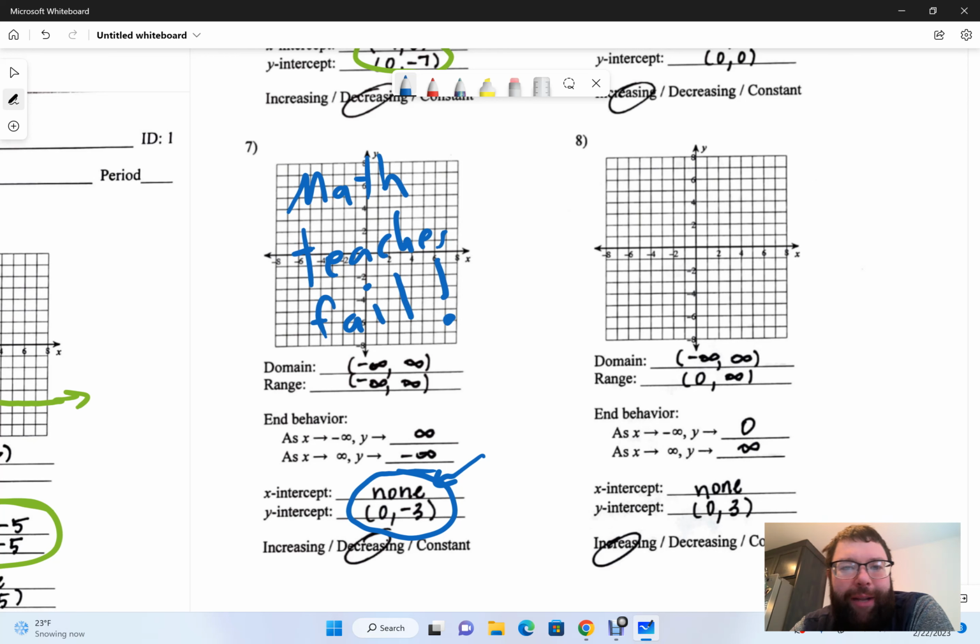That doesn't make sense, right? If my end behavior is going to infinity and negative infinity, it's obviously going to cross the x-axis at some point. So these features don't make sense. It does have an intercept. You could argue that the intercept, I'm not sure who made this, but you could argue the intercept maybe happened off the graph, but it would still have an x-intercept. So yeah, that's a math teacher fail.